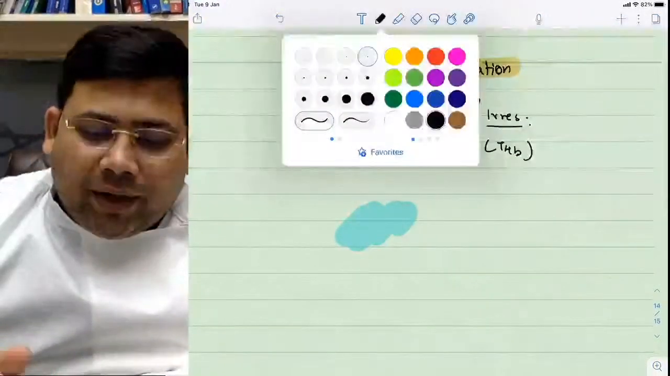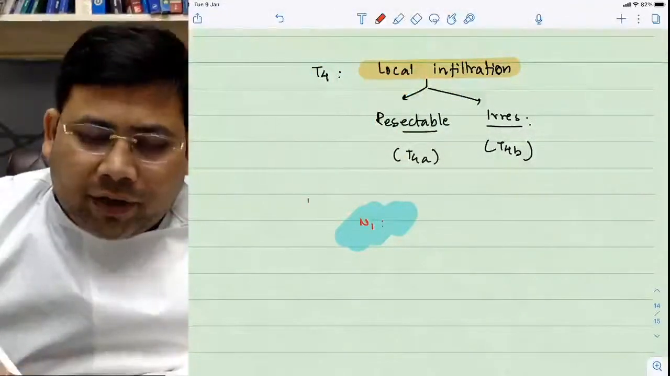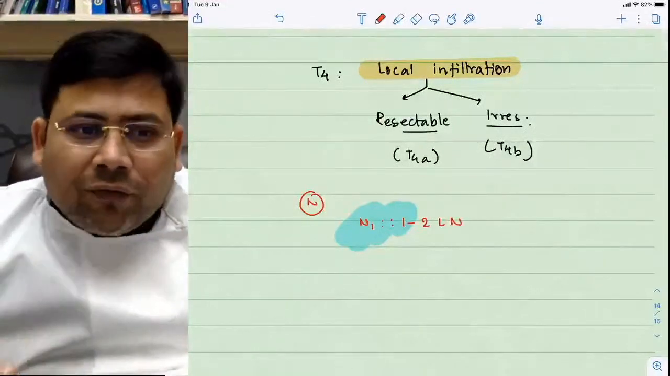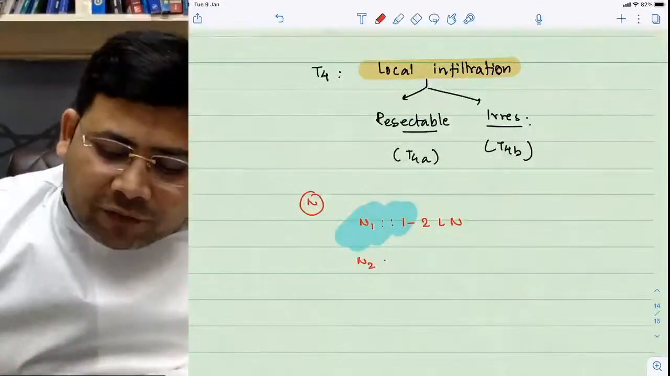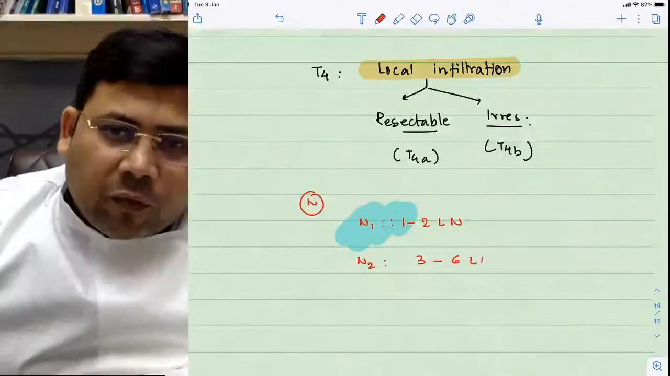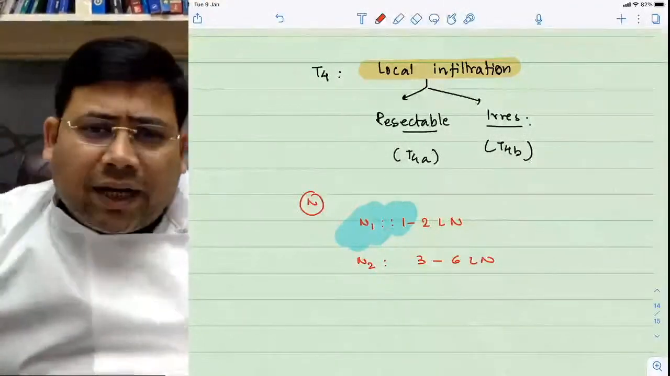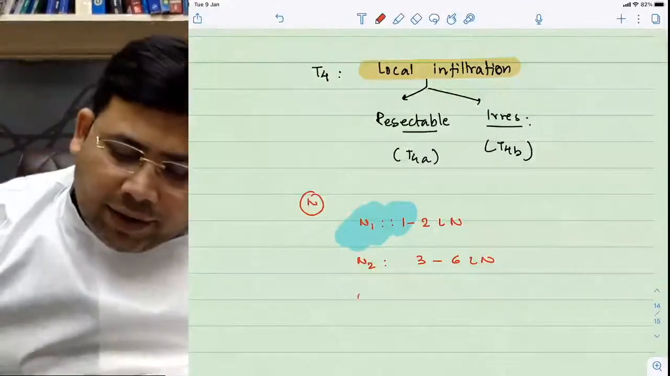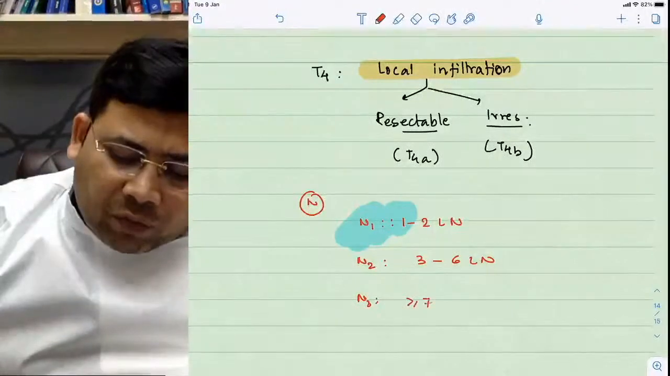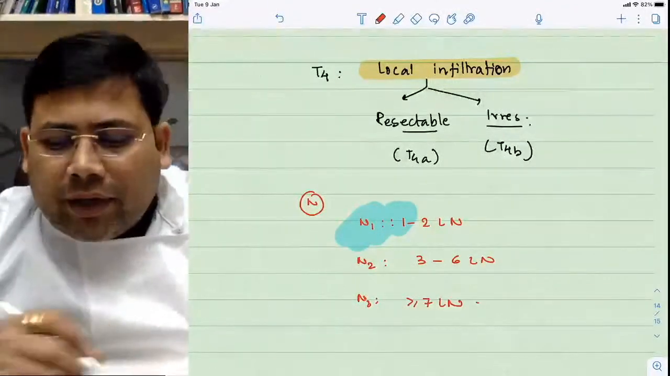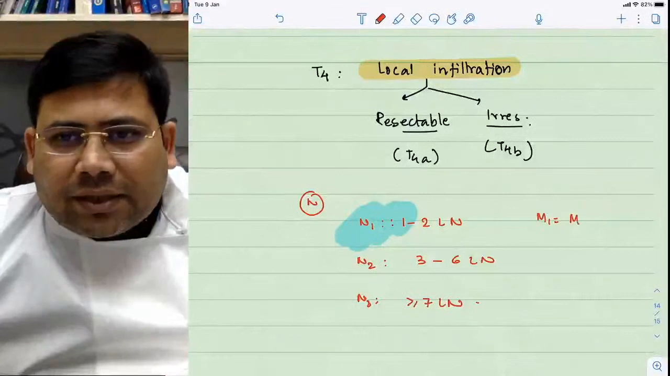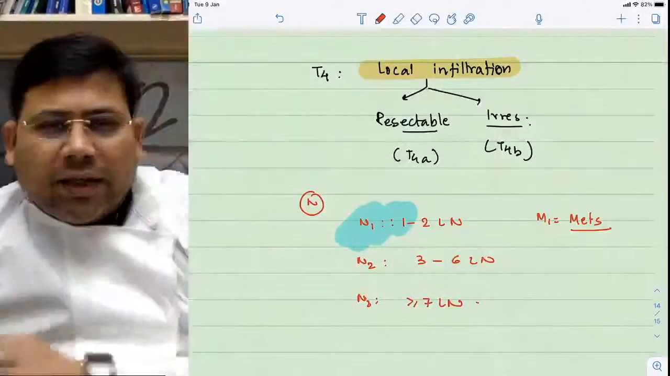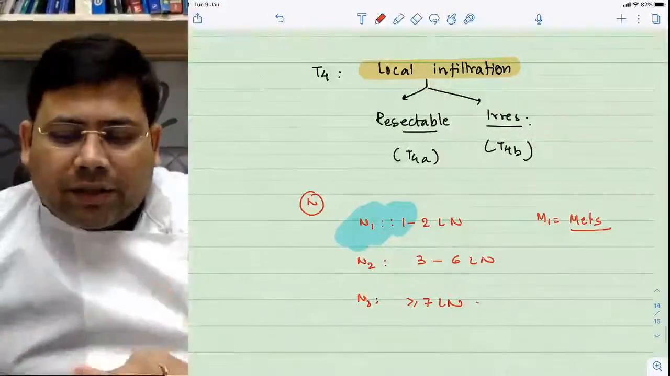Now, when we talk about N, what do you mean by N? N1 is 1 to 2 lymph nodes. The number of lymph nodes is very important. N2 is defined as 3 to 6 lymph nodes. This is the same staging throughout the GIT. If you remember this, that is more than sufficient for all. N3 is defined as 7 or more lymph nodes. So this is N. And M0, M1, you know, M1 is metastasis. Let us move forward and quickly see how we manage these patients.